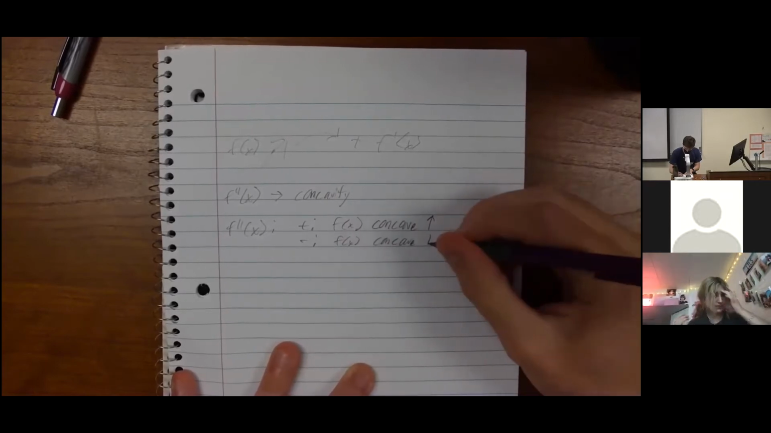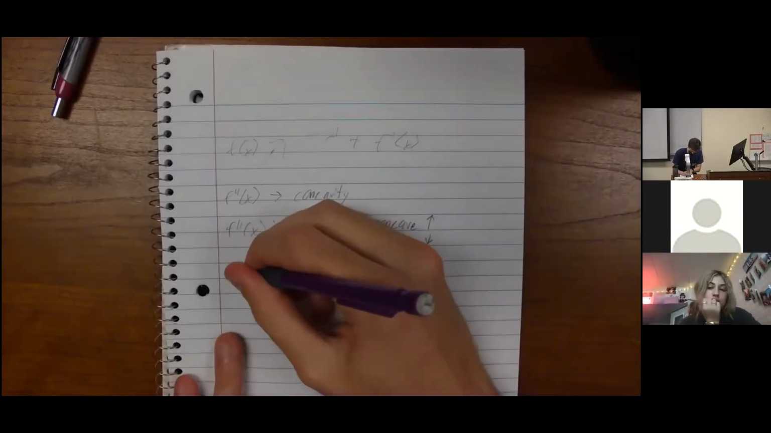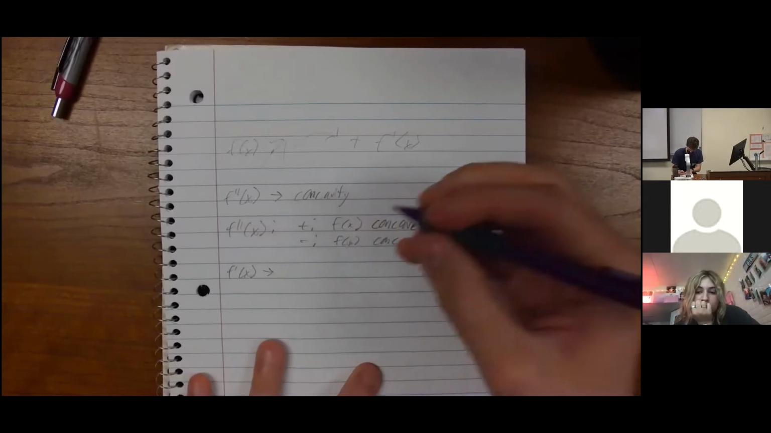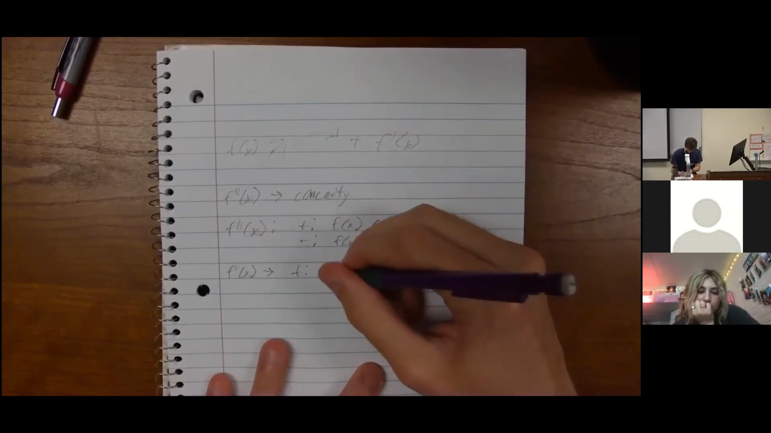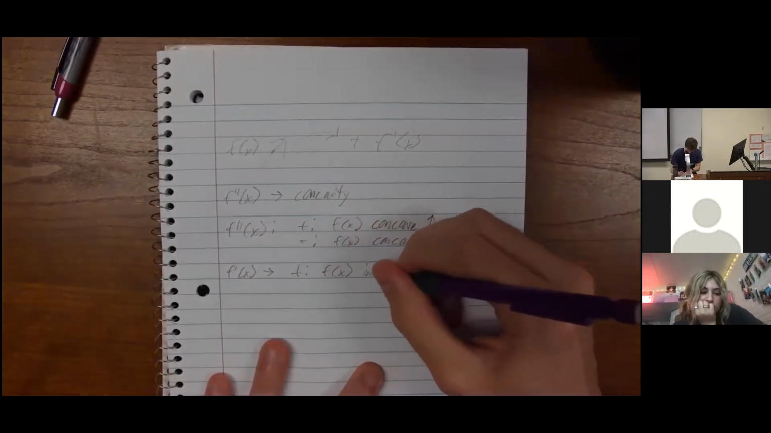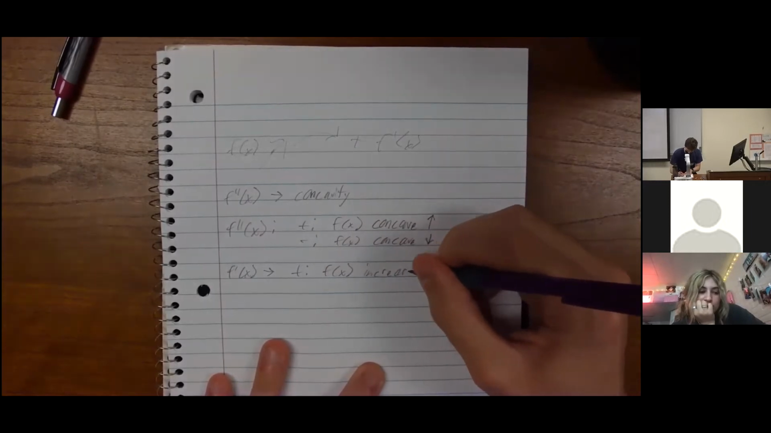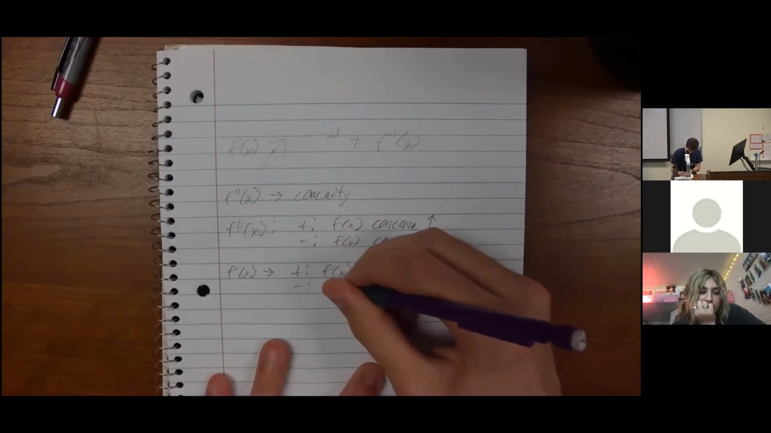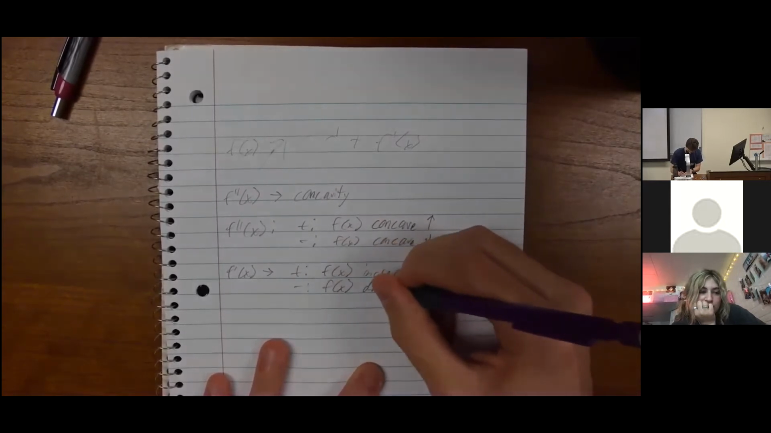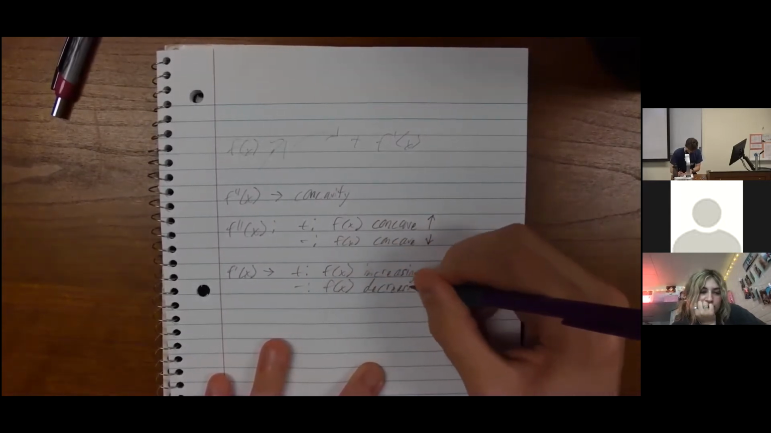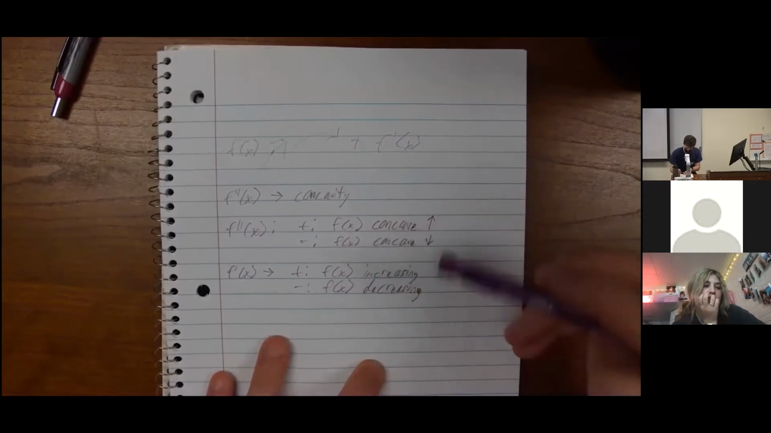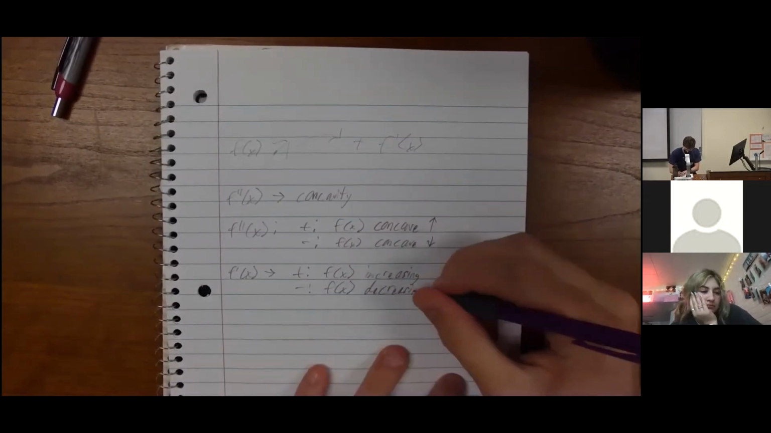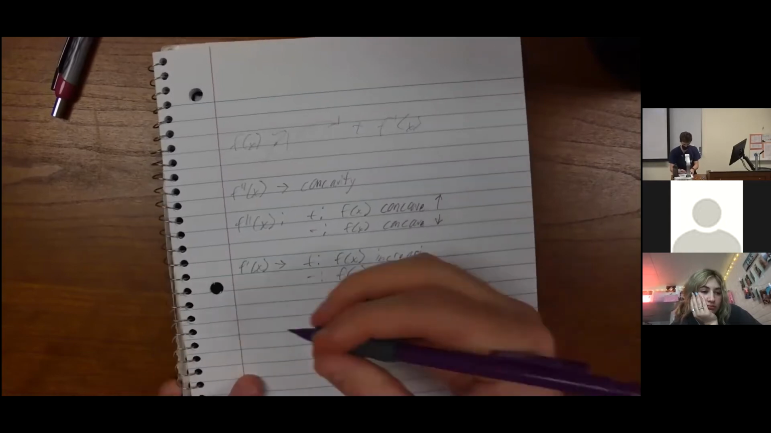Down, yeah. So similar to how when f prime of x is positive, f of x is increasing, and when it's negative, f of x is decreasing. Yeah? That makes sense?